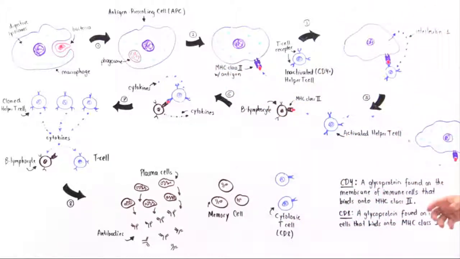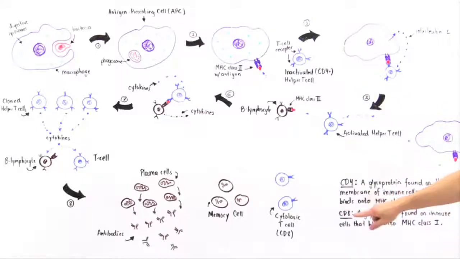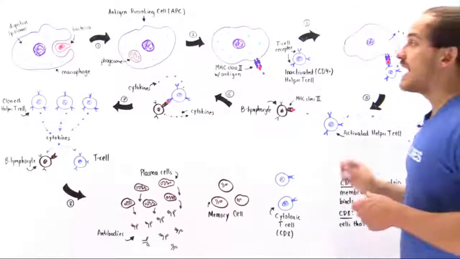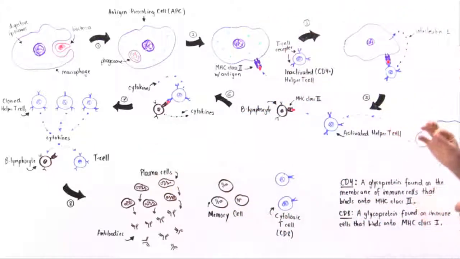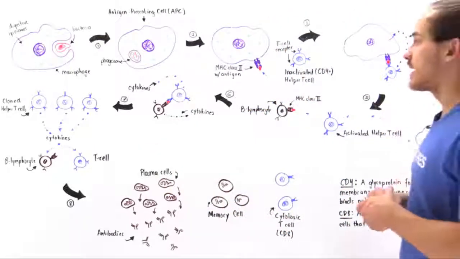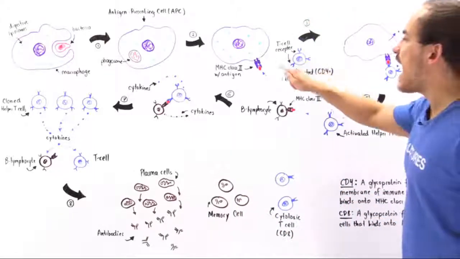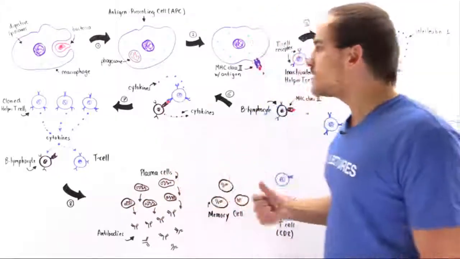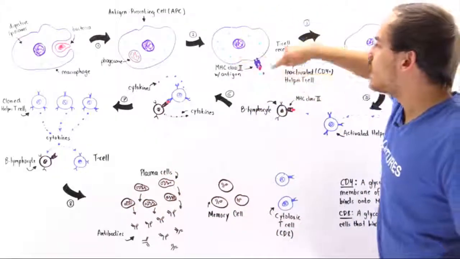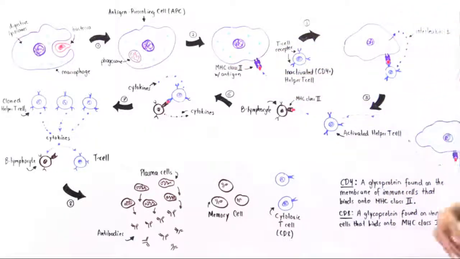We'll see that there's another type of CD glycoprotein we call CD8 glycoprotein, and that glycoprotein only interacts and binds with MHC class 1 complexes, as we'll see in just a moment. So we have an inactivated helper T cell, a type of T lymphocyte, that can now go on and bind to this MHC class 2 complex that contains that antigen.